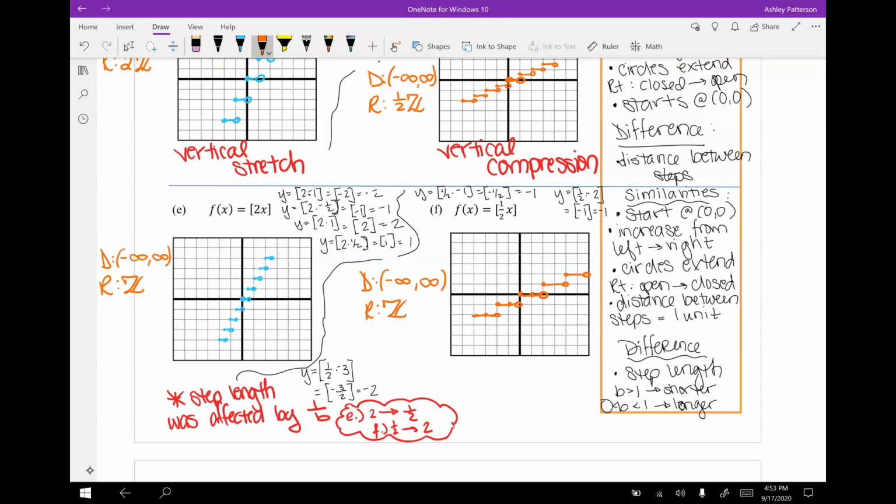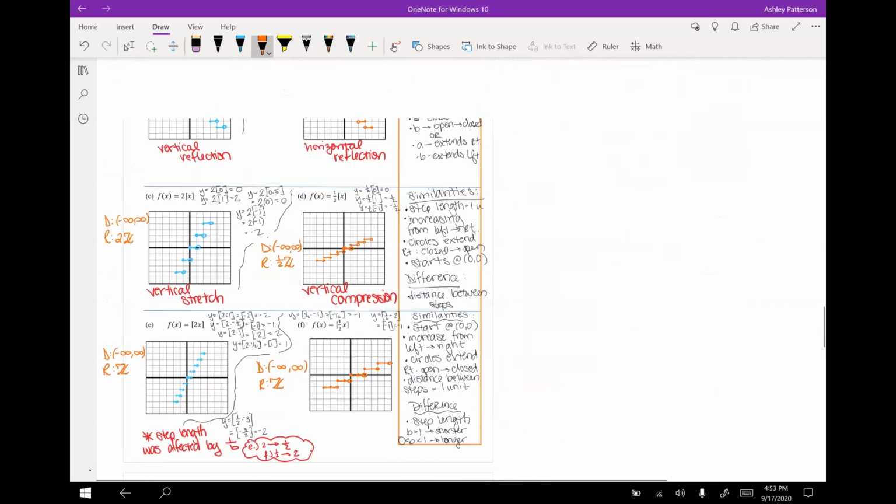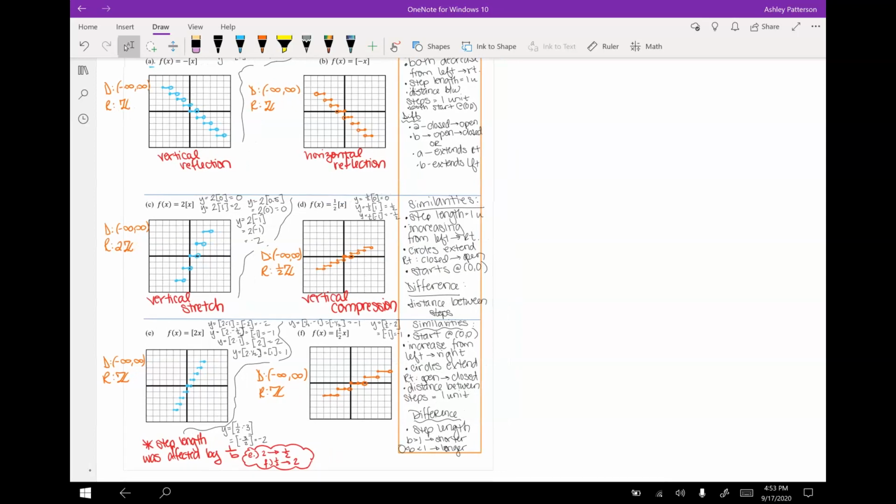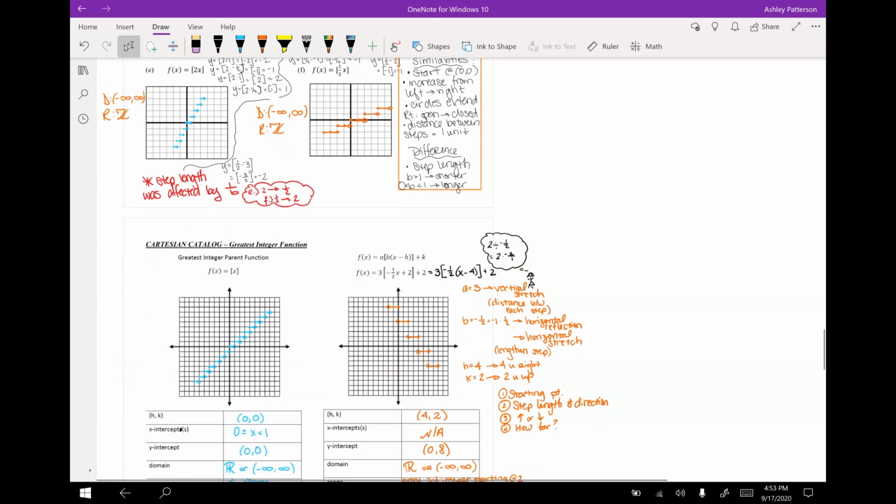Looking at these 6, it appears that the domain is always going to be all real numbers. And what affects the range? Yep, the A value, a vertical stretch or compression. Where we start is affected by our K value. So that's something to note in your notes if you think you'll forget that.